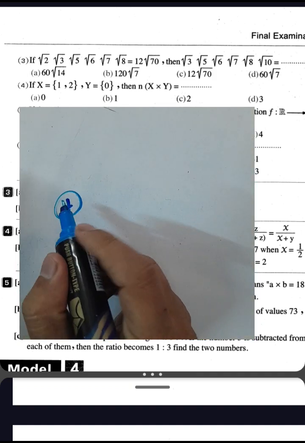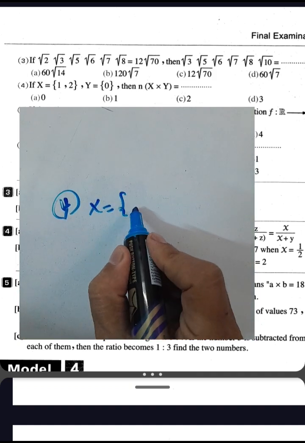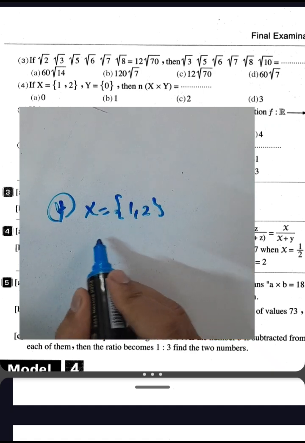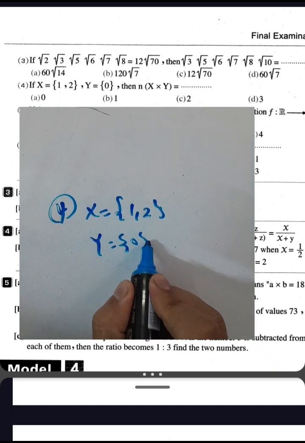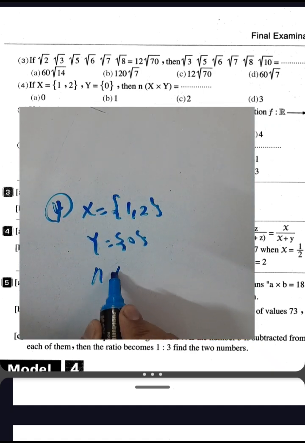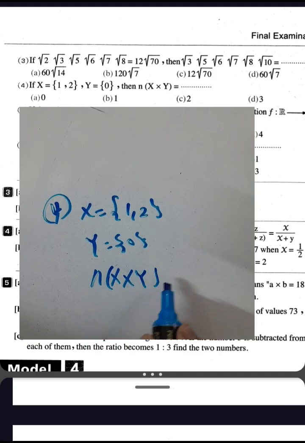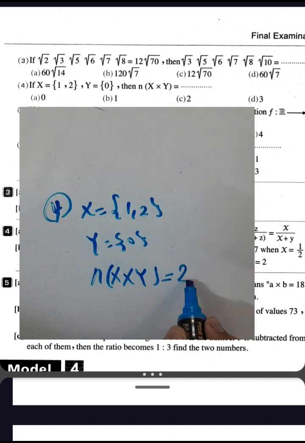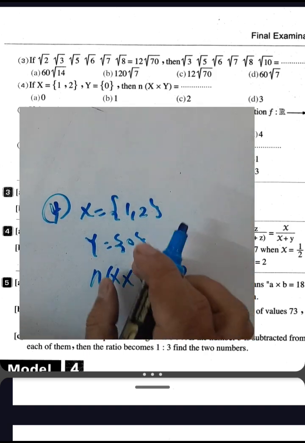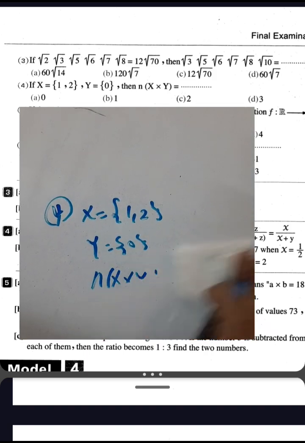We have the set X equal to {1, 2} and the set Y equal to {0}. We want to find the number of elements in the Cartesian product between X and Y. We have 2 elements and 1 element, so 2 times 1 equals 2. This is the number of elements in the Cartesian product of X and Y.